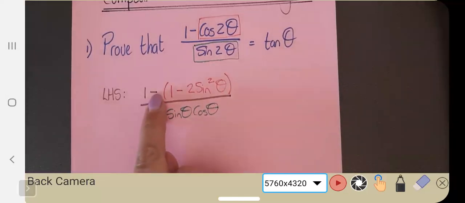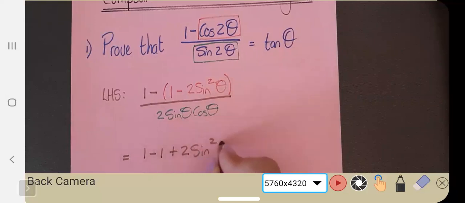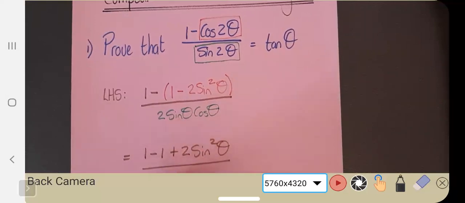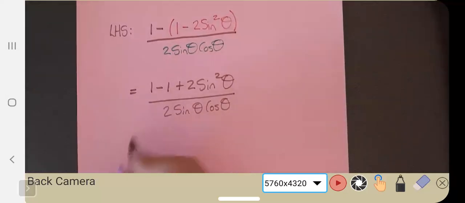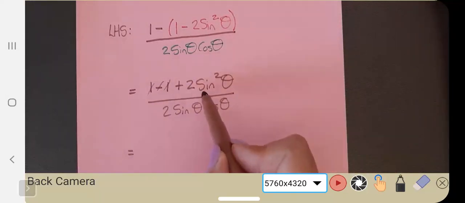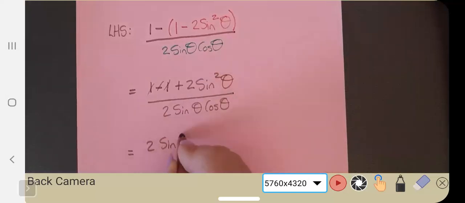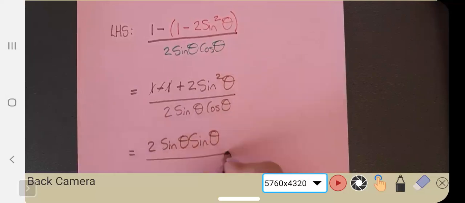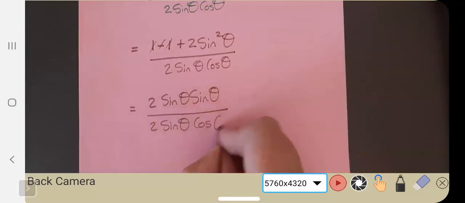Now we need to multiply this minus in. Then it's 1 minus 1 plus 2 sine squared theta over 2 sine theta cos theta. 1 minus 1 falls away. Then we're left with 2 sine squared theta. So we can expand this into 2 sine theta over 2 sine theta cos theta.